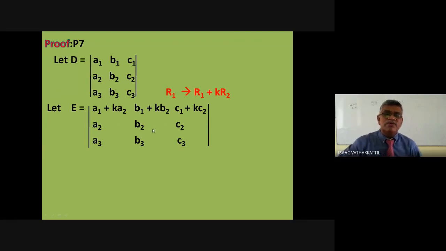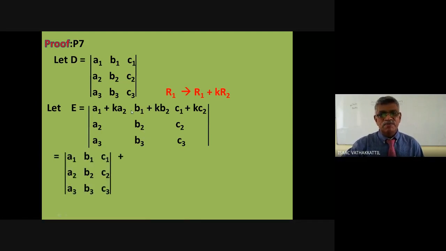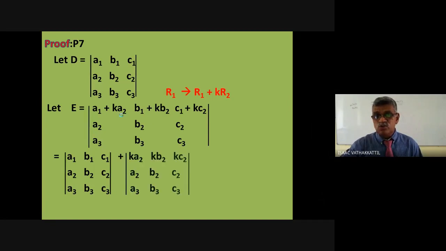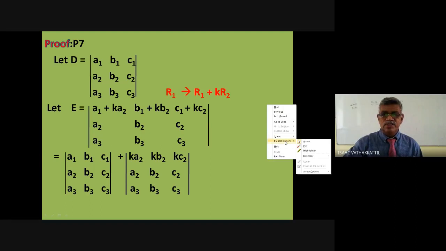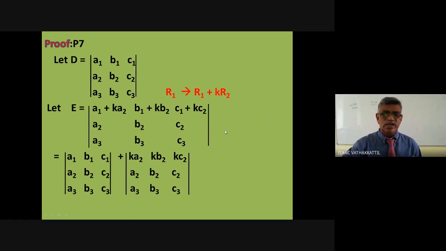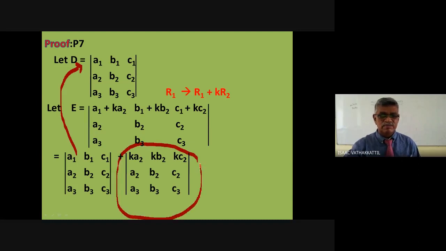Now, by using the previous property, I am splitting this into two determinants. One has A1, B1, C1 as the first row, and the other one has K A2, K B2, K C2 as the first row, with A2, B2, C2 as the second row. Now A1, B1, C1, A2, B2, C2, A3, B3, C3 is as good as the given determinant. This is the given determinant itself. Whereas this determinant, can some of you tell me the value of this determinant? Interesting time.